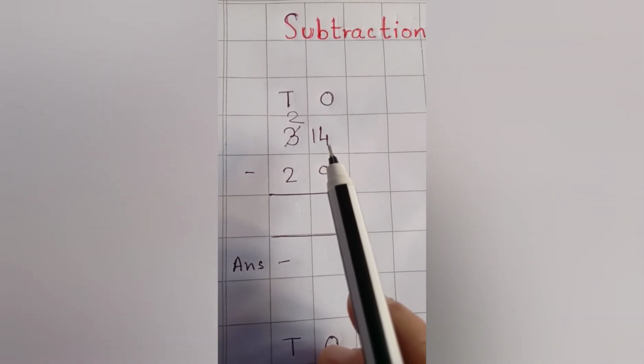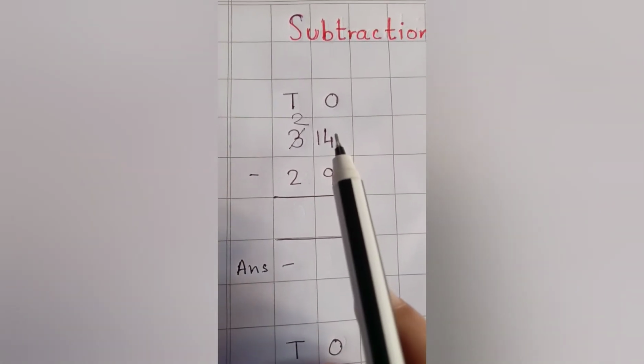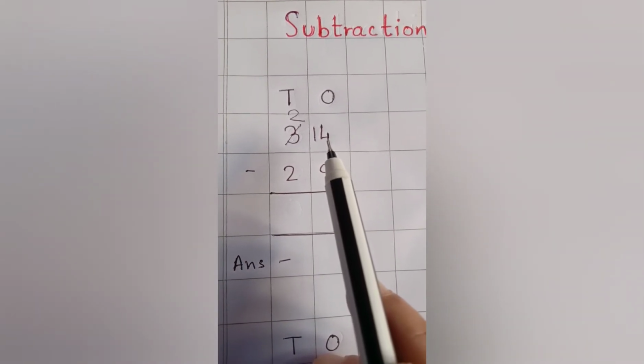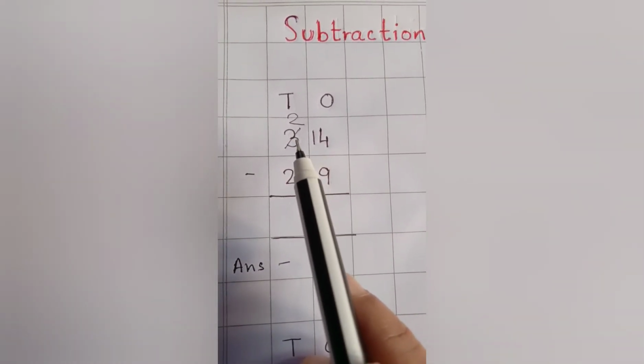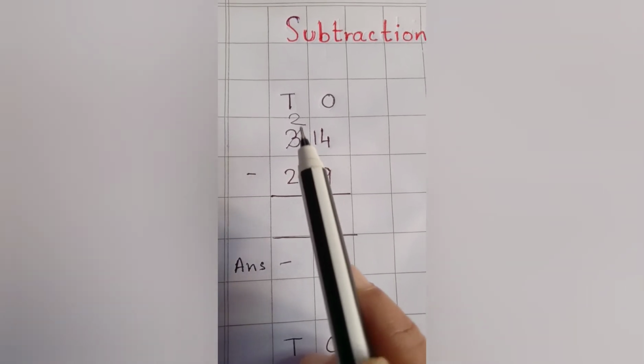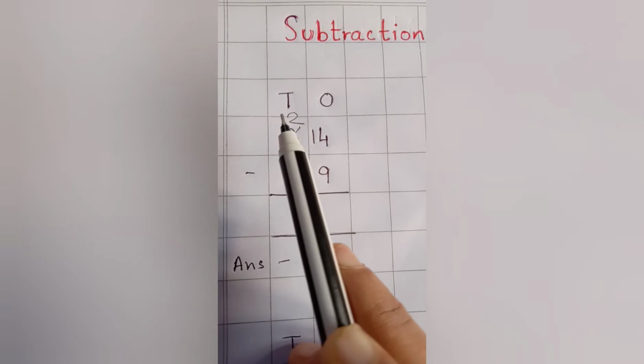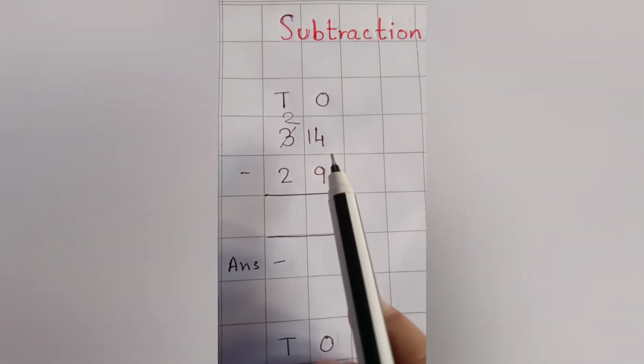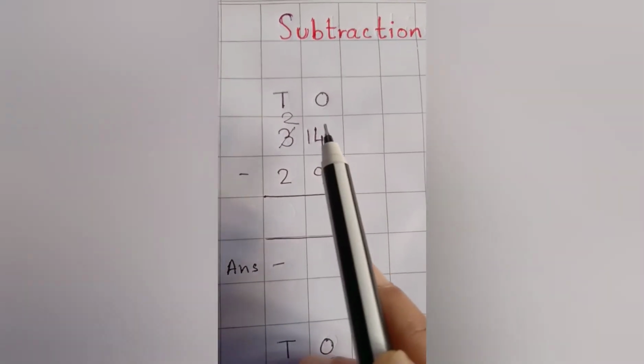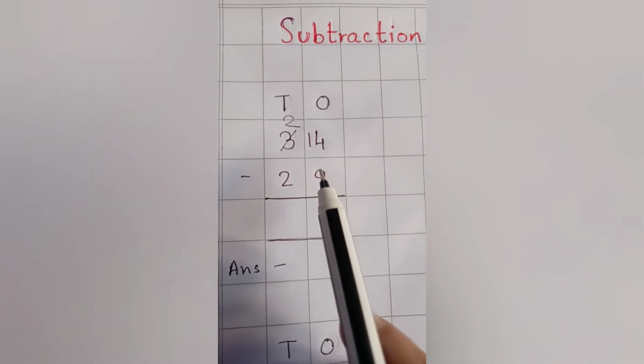Now how do you have to borrow? You have to borrow 1 to make the number on top bigger by borrowing it from the next number, that is in the tens column. So this is the step you have to do first before you start your subtraction. Now this is complete. Now we will start our subtraction.